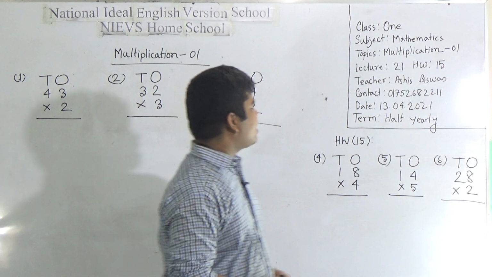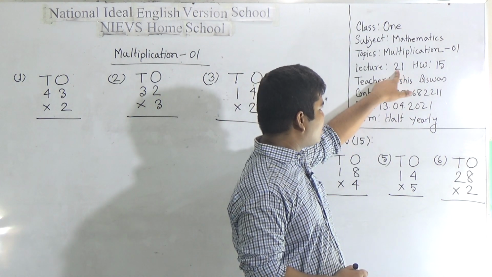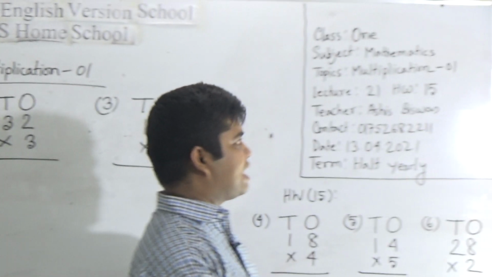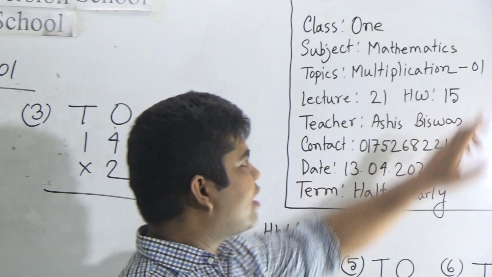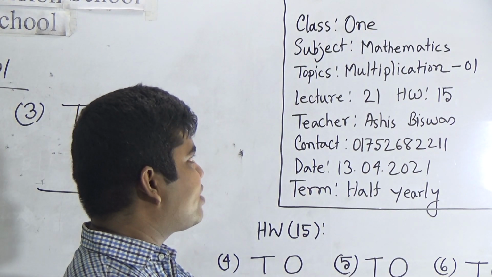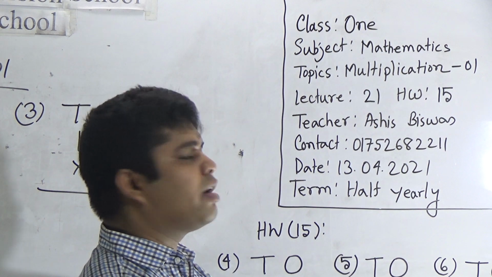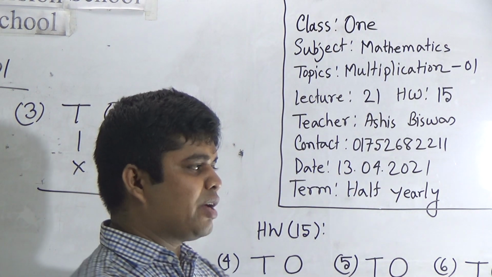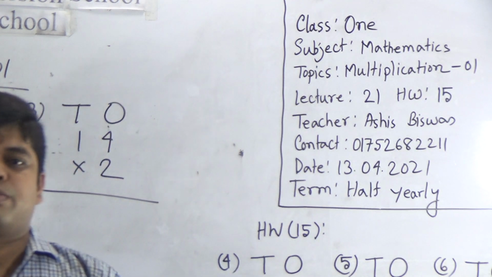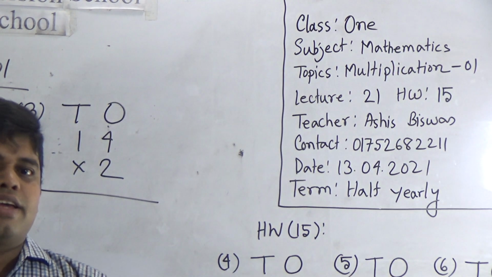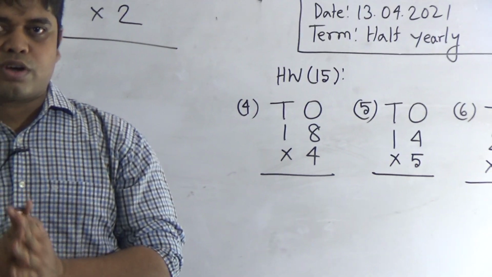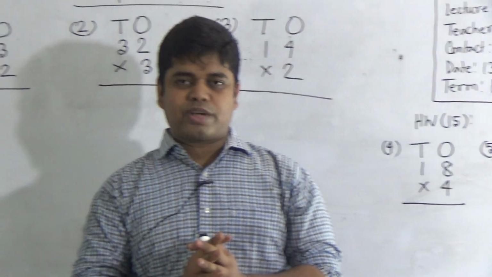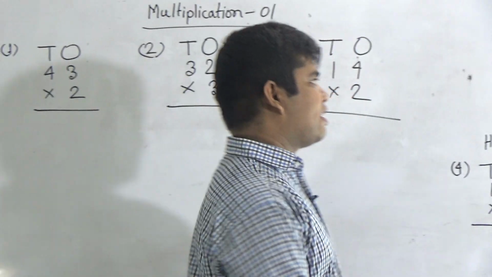Dear students, today is our lecture number 21 of half yearly and today's HW number will be 15, and today's topic's name is multiplication part 1. Multiplication is so easy for us because we have already learned the times table. If you know the times table correctly, then it is easier for you to solve multiplication problems. Let us start our class.